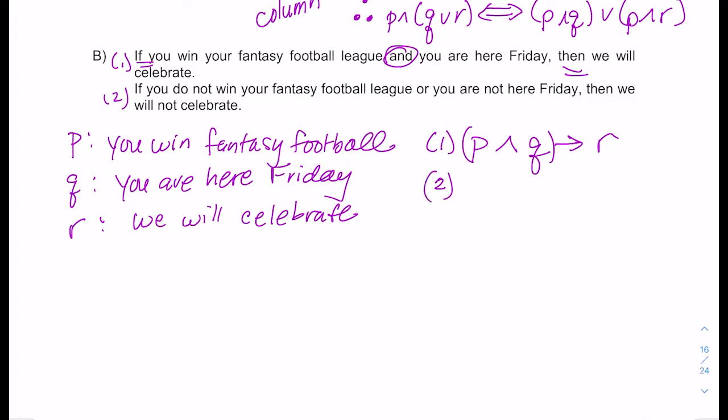And for my second statement, I'm going to do the same thing, except now it says, if you do not win fantasy football, or you are not here Friday, then we will not celebrate. Again, it's an if-then. And we've got two connectors, so we need to put parentheses around the first part: you do not win fantasy football, or you are not here Friday, then we will not celebrate. So we're looking to see if both of these statements are equivalent. You can pause the video and try making a truth table and then unpause, and you can check your work with what I have.